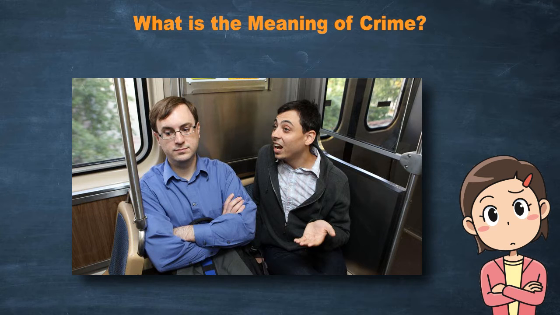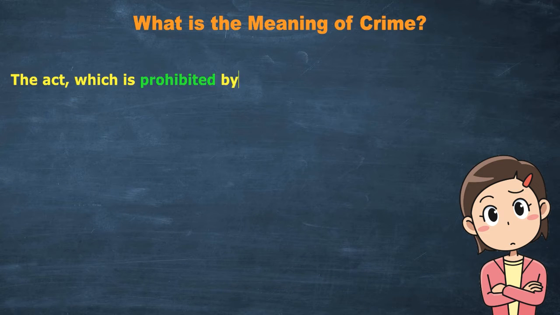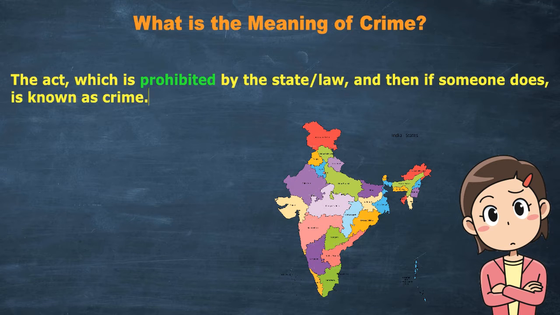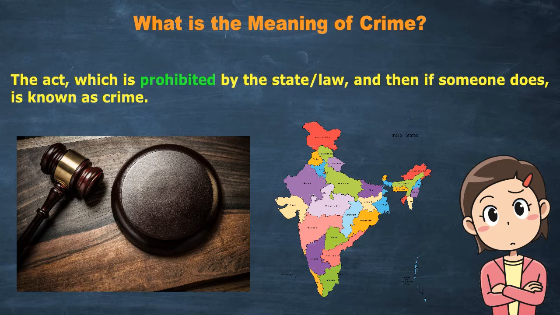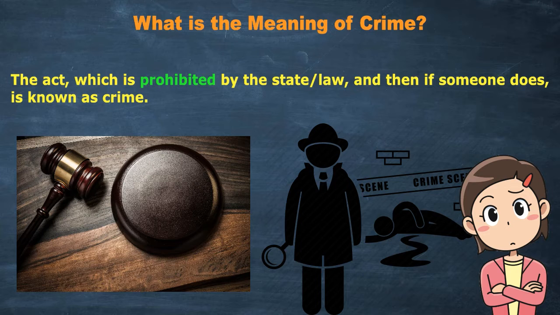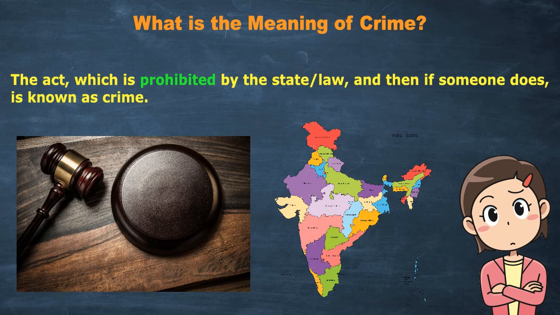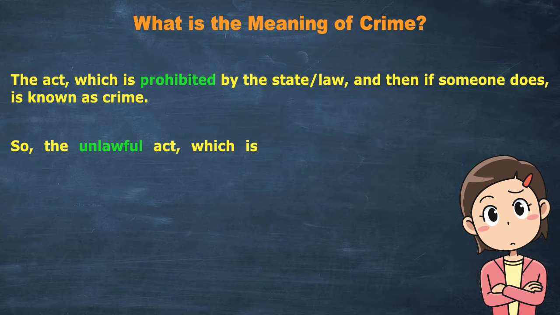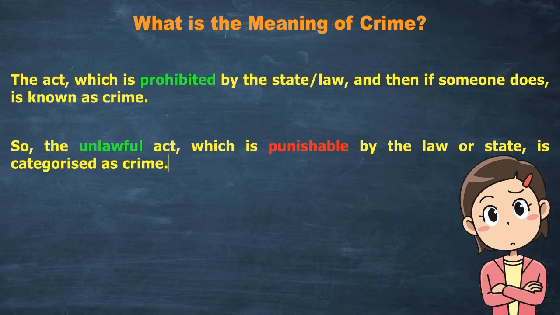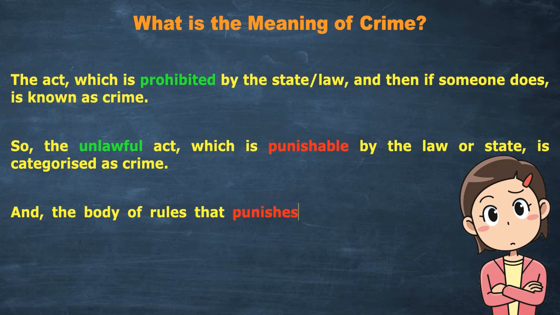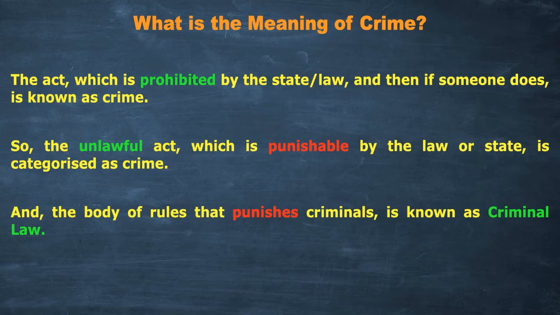So let's check out the legal definition of what crime actually is. The act which is prohibited by the state or law, and which someone still does, is known as crime. It is crime because it is punishable by the law or by the state. And the body of rules that punishes criminals is known as criminal law.